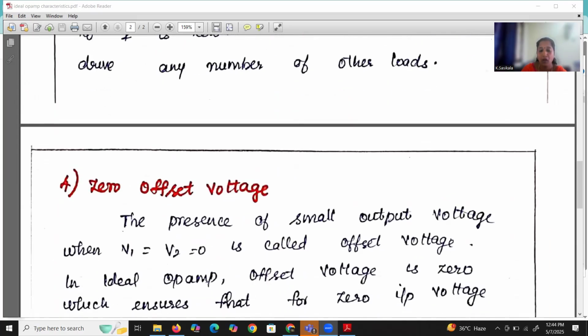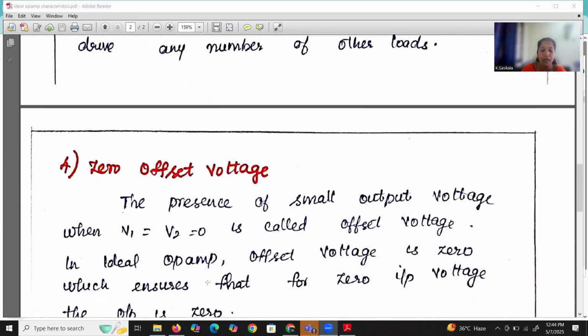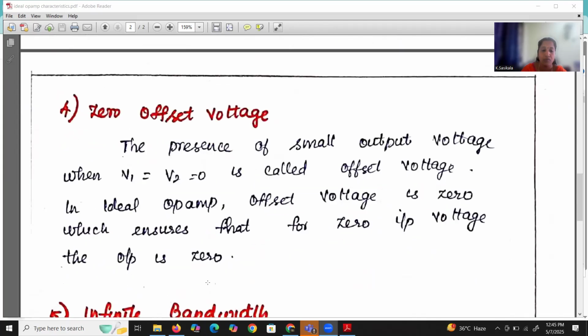So what do you mean by an offset voltage? When the inputs V1 and V2 are 0, the output should be 0. Supposing if there is any voltage at the output, then it is referred to as output offset voltage. In the ideal op-amp, the offset voltage is 0, meaning that for 0 input voltage, the output is 0. So that is the meaning of zero offset voltage.